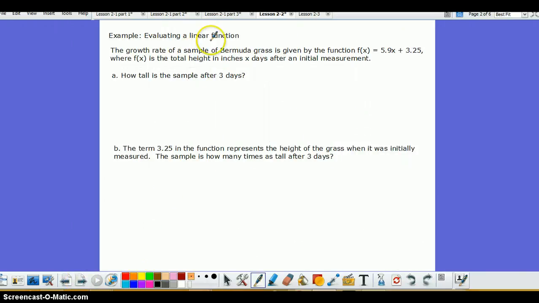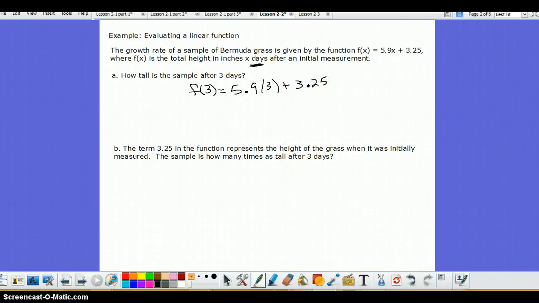Alright, last part, evaluating a linear function. So it says the growth rate of a sample of Bermuda grass is given by the function f of x equals 5.9x plus 3.25, where f of x is the total height in inches, x days after an initial measurement. So x days, so x is our days. How tall is the sample after 3 days? So we want to find f of 3.